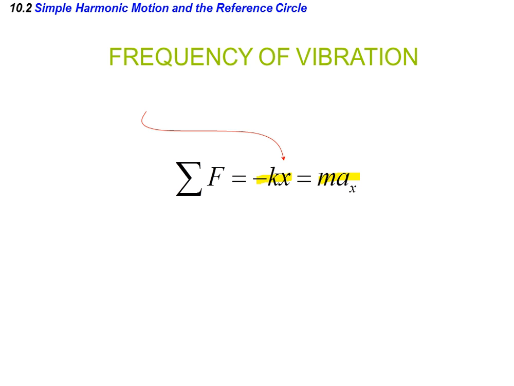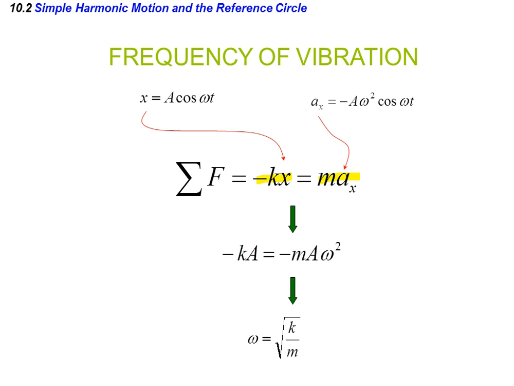Well, this position function, we can just say that that's A cosine omega t, and this acceleration function, we know that that is just negative A omega squared cosine of omega t, and do a little bit of algebra here, and we can see that, well, those cosines, they go away, and we get negative k times A is equal to negative m times A omega squared. Well, we can see that the A's go away, and we get this grand result: our angular frequency is equal to the square root of k over m. This is extremely important when we're talking about simple harmonic motion.